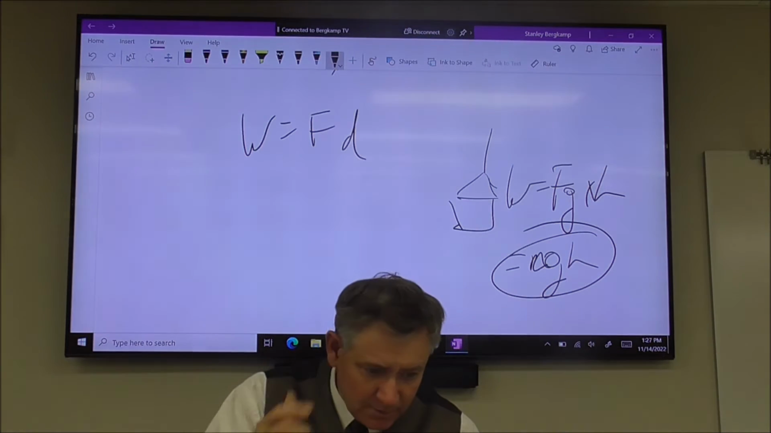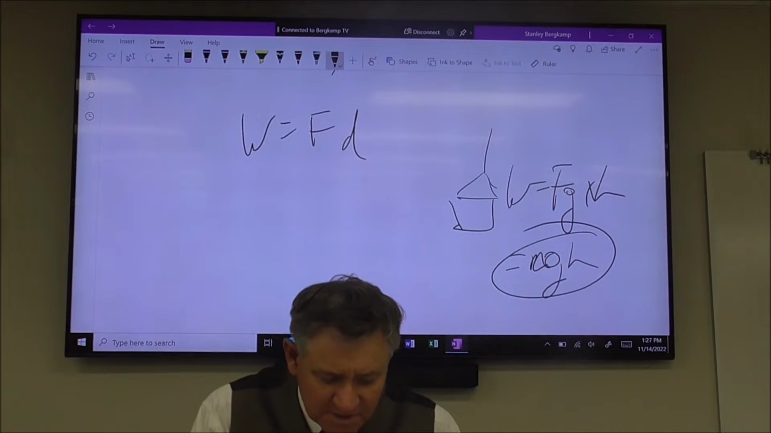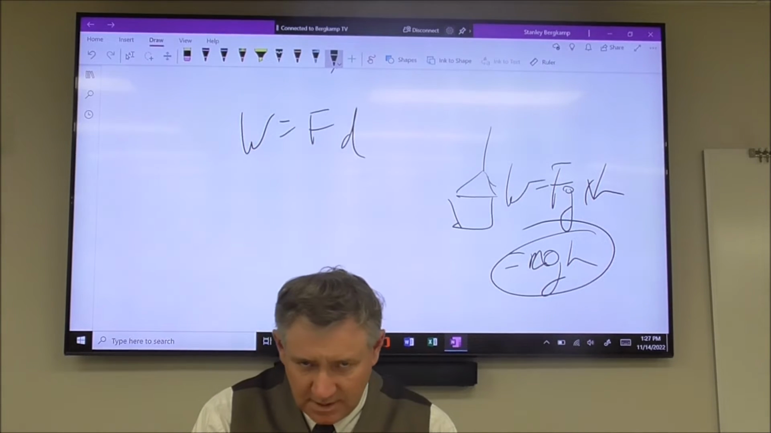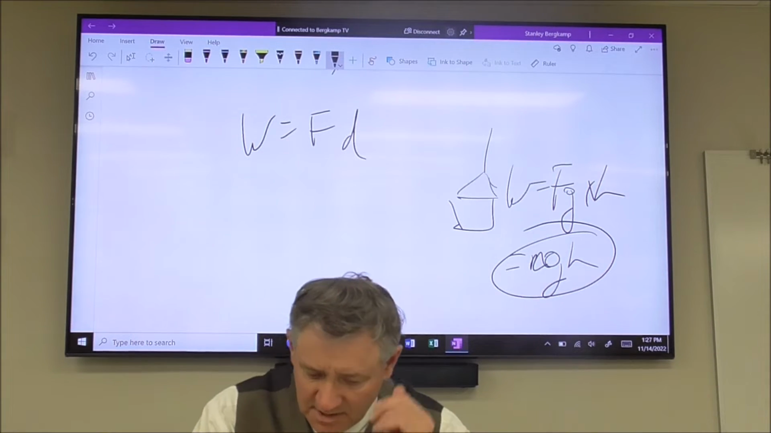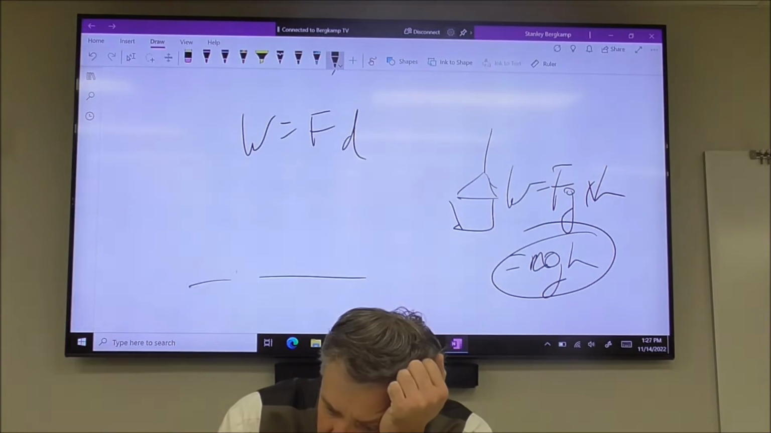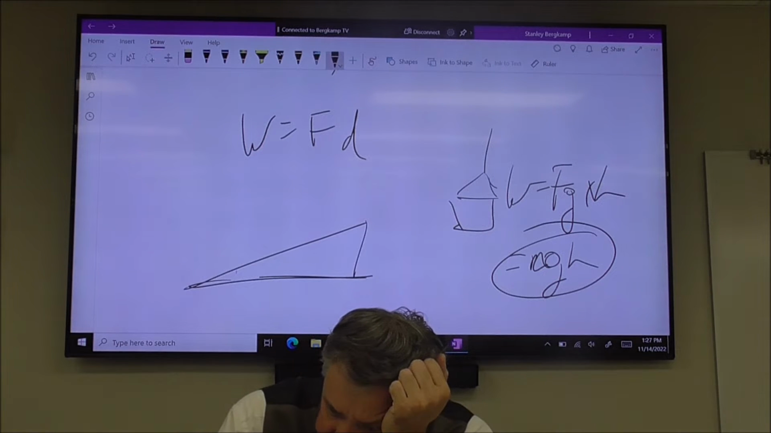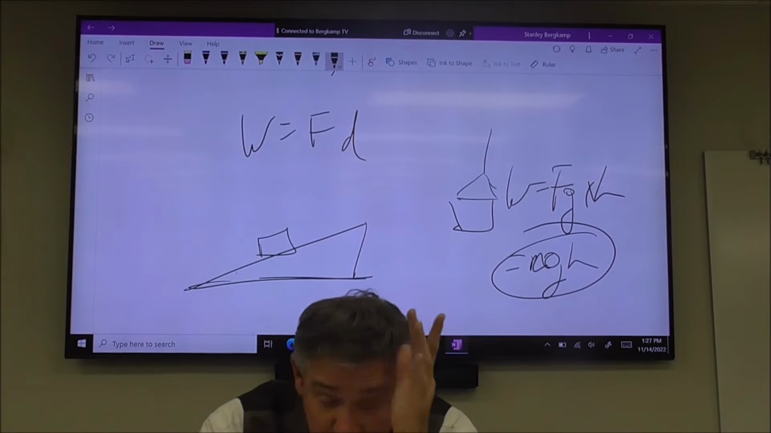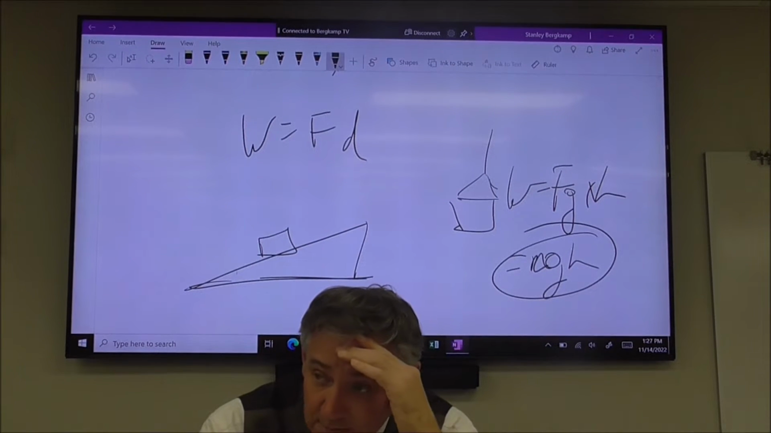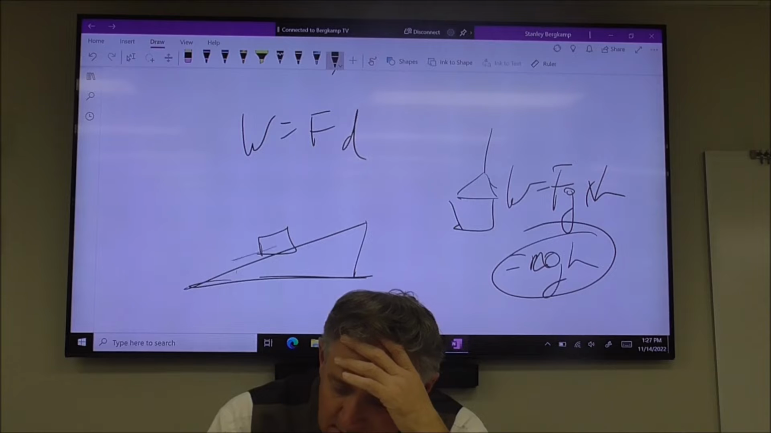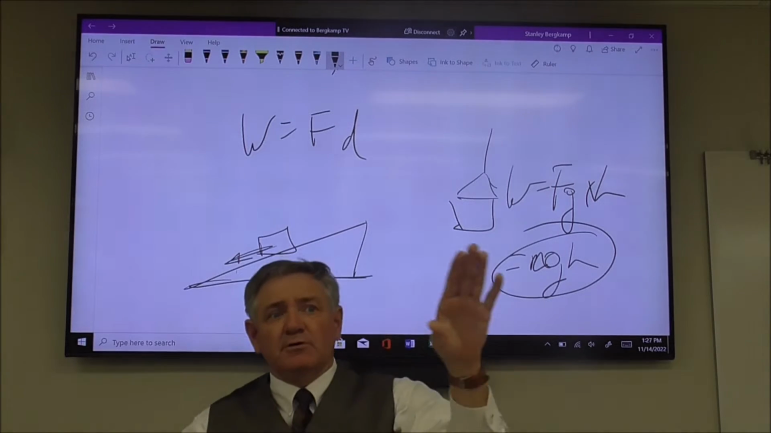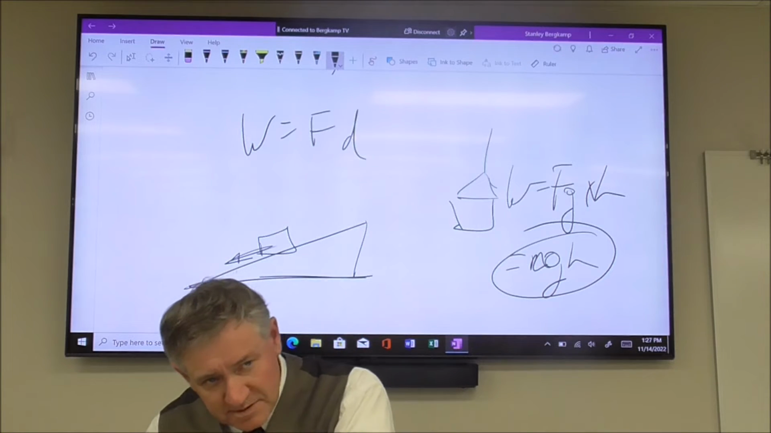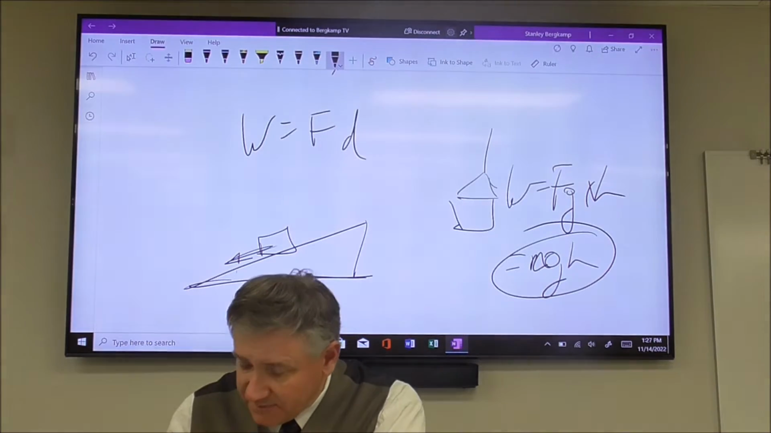Now, when you get to question number 10, what are the two most important words? Constant velocity, right? So that means all of the forces are going to add up to 0. So this block, which way is the block sliding? Down. The force in the direction of motion is defined as a positive value. The force in the opposite direction is going to be the negative value.